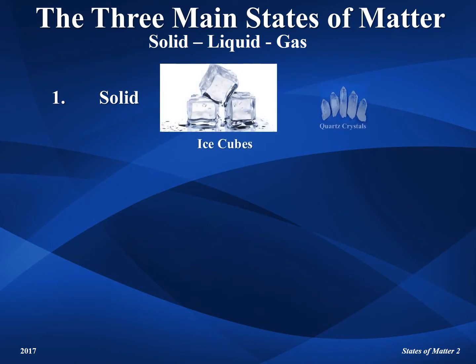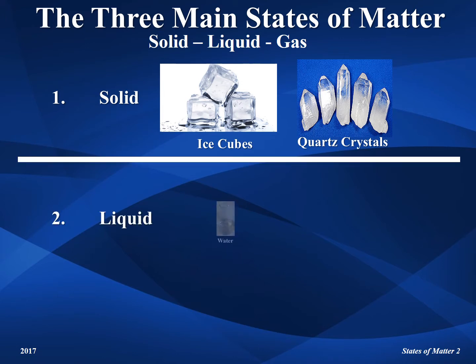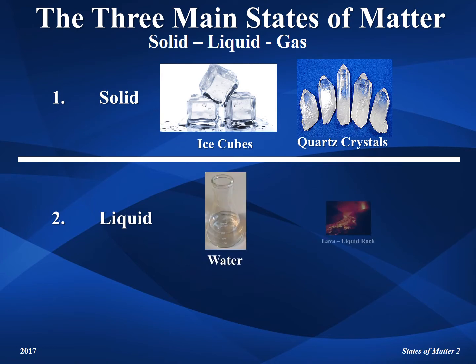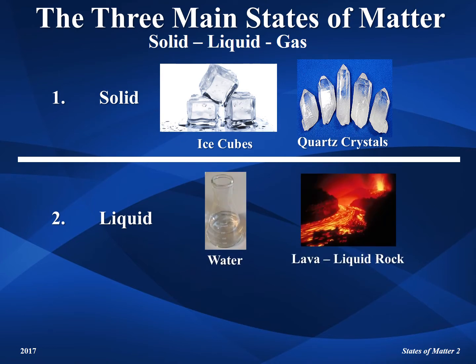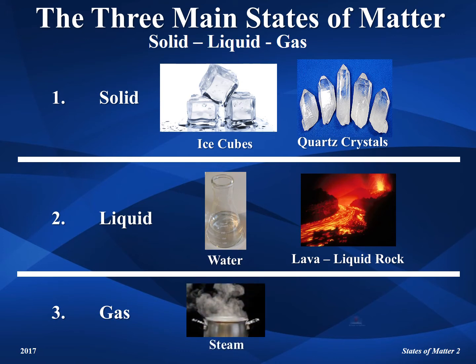The first main state of matter is the solid state. Examples of the solid state are ice cubes and quartz crystals. The second main state of matter is the liquid state. Water and lava, which is liquid rock, are examples of the liquid state. The third main state of matter is the gas state. Steam from a pot of boiling water, and the helium in a balloon are examples of the gas state.